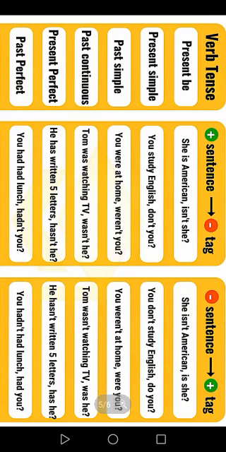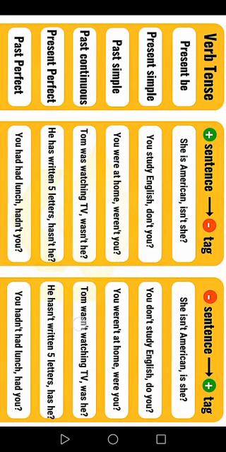The next, past continuous tense. Tom was watching TV, wasn't he? Here, wasn't is an auxiliary verb, and he is a personal pronoun. On the right, Tom wasn't watching TV. Was he?